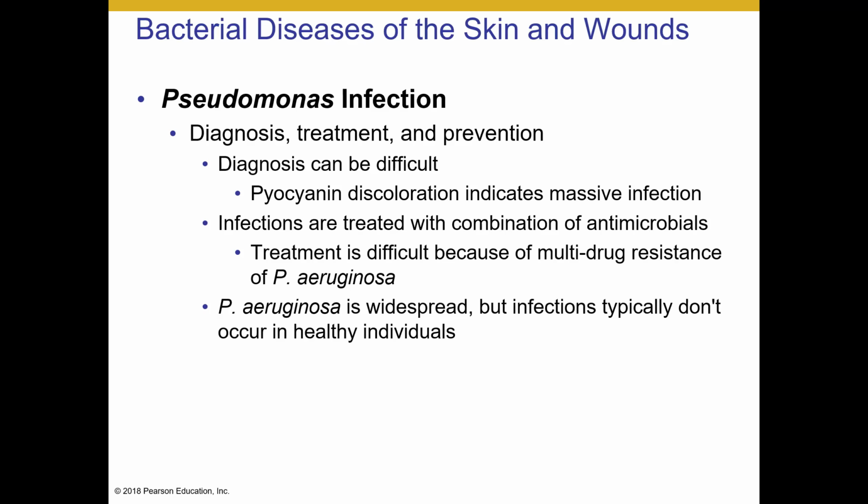Pseudomonas is widespread in water and soil. It is not usually part of the normal human microbiome. When it infects, it can affect almost any organ system once inside the body. Diagnosis may be challenging. The blue-green pigment can be a clue in severe cases.